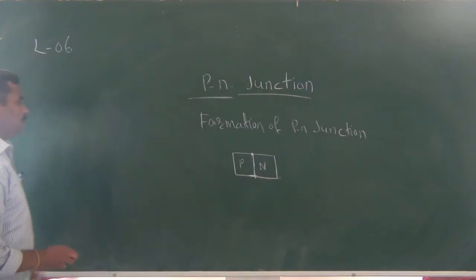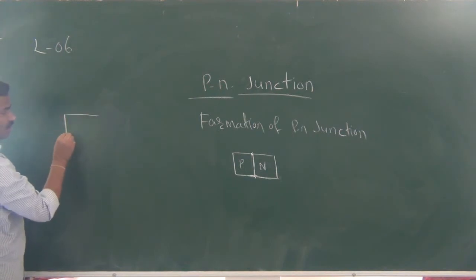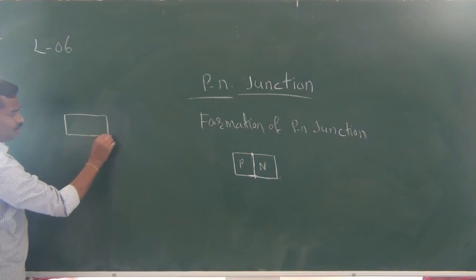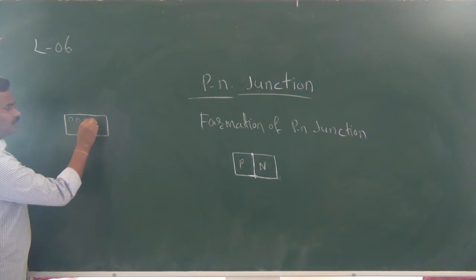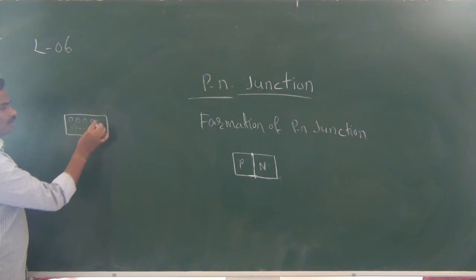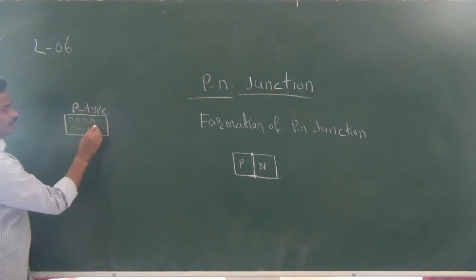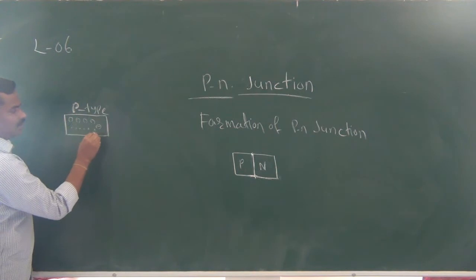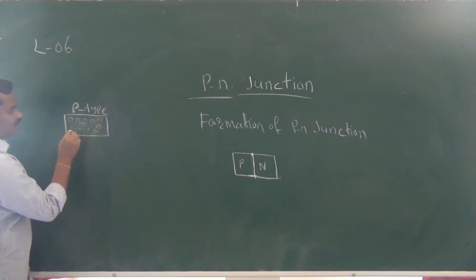And for that, before that, you should know about the p-type semiconductor. What is inside the p-type semiconductor? As we know, in the p-type semiconductor, we have holes, no doubt the holes are more, and also we have some electrons, and also we have some negative ions. It contains negative ions.